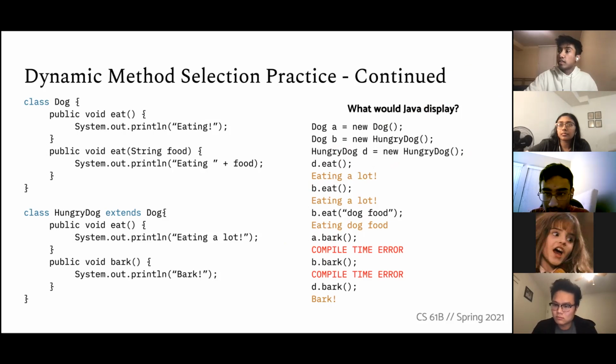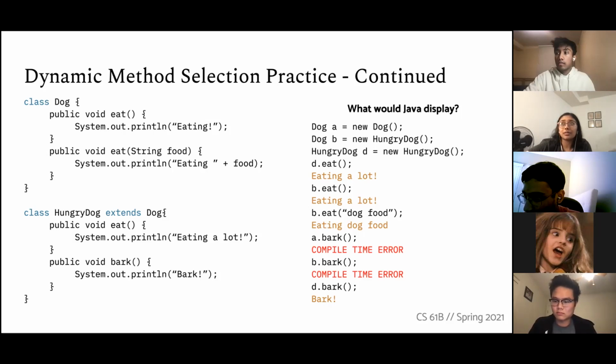I'm not sure I answered the first question. I think the question is basically, if Dog was an interface rather than a class, and HungryDog implemented the Dog interface, and I'm assuming you intend for Dog to have default functions as well, would it return the same thing? I'm not sure if that'll impact it. Oh, it might.